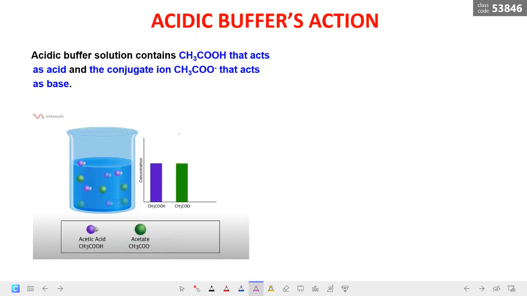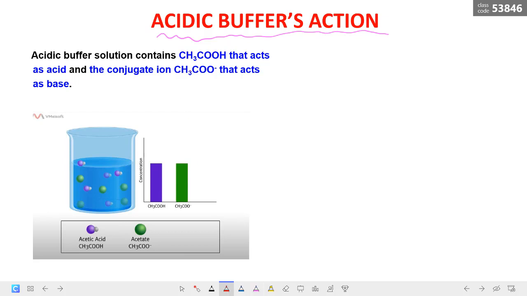Okay. This is the slide that explain how acidic buffers action ataupun bagaimana acidic buffer bertindak. Di mana kita tahu acidic buffer ni ataupun buffer solution ni, it is a solution that can maintain its pH when a small amount of strong acid is added to it or strong base is added to it. Okay, so kita lihat satu persatu.